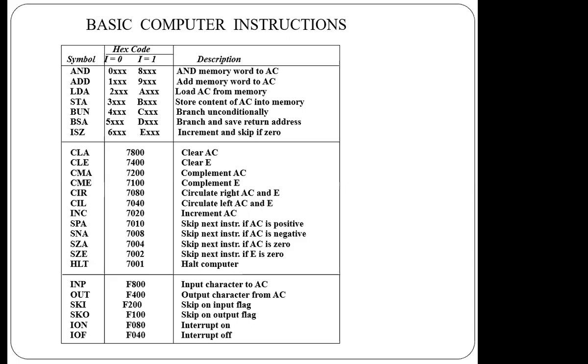When you have 8421, if all the bits are 1, this is equal to your F value, hexadecimal value F. So that is the reason you can see that in all your last instructions, that is INP, OUT, SKI, SKO, F is written alongside, and these 12 bits represent your IO operations. So here you can see F800, F400, right? I hope the concept is clear now.